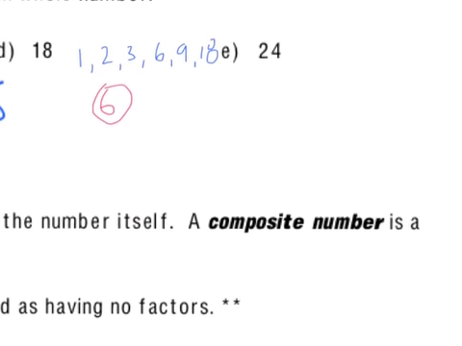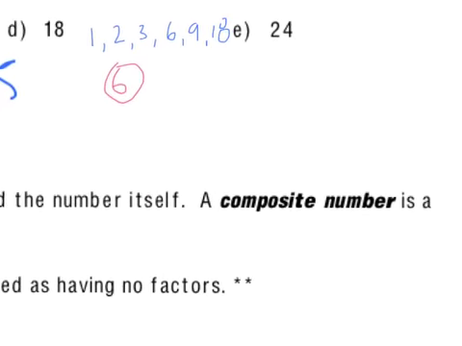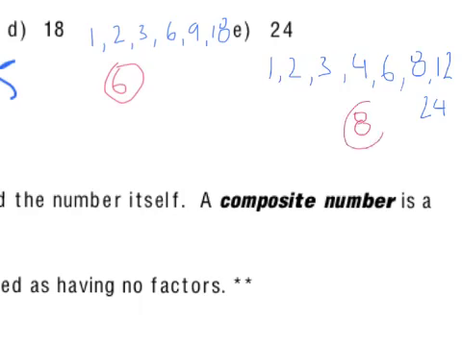Last example is 24, and 24 will have more factors. So 1, 2 works, 3 works, 4 works, 6 works, 7 does not, 8 does, and 12 works, and then the last one is 24. Ran out of room there a little bit, which makes a total of 8 factors.